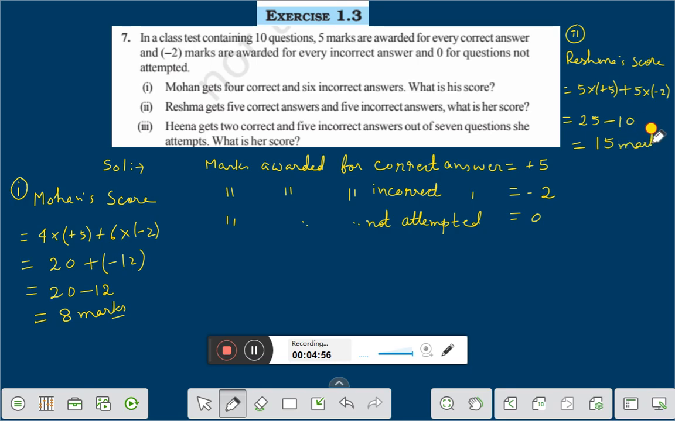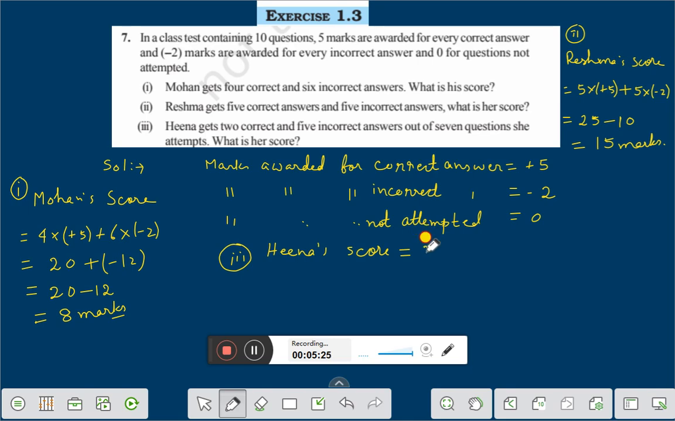Right? Now question number 3. Question number 3 is, Hina gets 2 correct and 5 incorrect answers out of 7 questions she attempts. What is her score? Right? Hina's score will be how many? 2 correct answers.